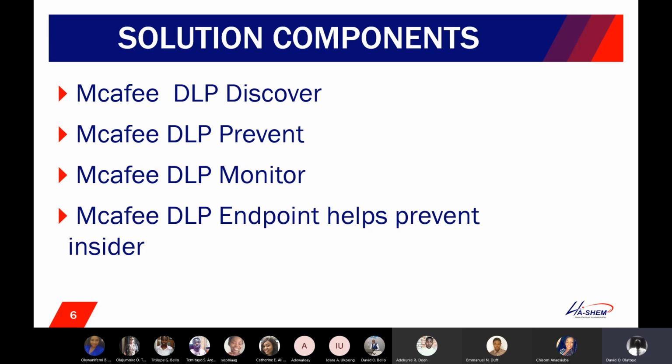McAfee DLP Discover. What does it do? It detects and identifies data on your network, whether data is at rest, in use or accessed by a user, or in transit across or outside your network. It resides on a local file, on a local file system, or shared repository.